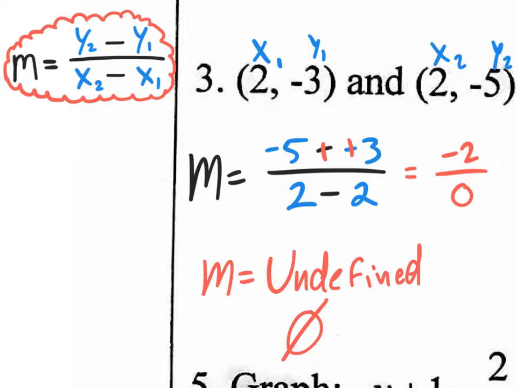If the zeros, yes, good question. If the 0 is in the denominator, is it undefined? Absolutely. If 0 is a denominator, it's undefined. If 0 is a numerator, then M equals 0, right? And I think that's on the next example.